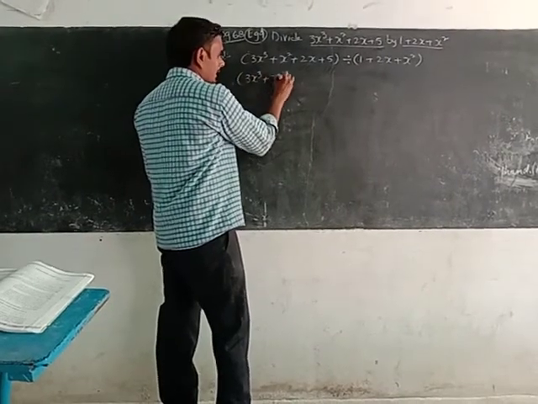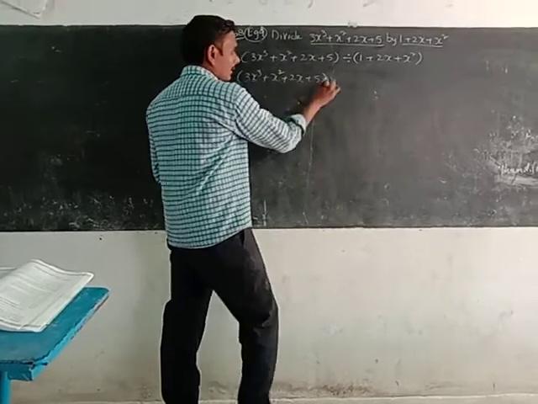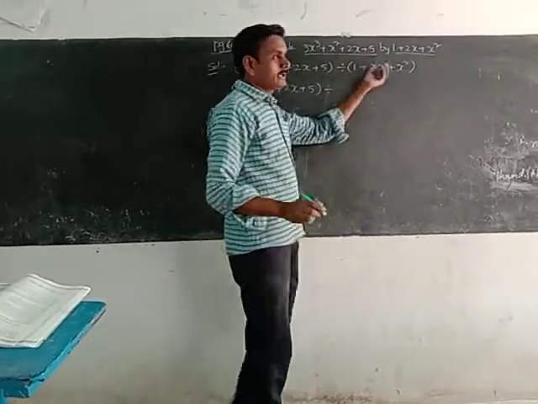You can write the same: 3x cube, x square, 2x plus 5 divided by. Now, is the divisor in descending order or not?